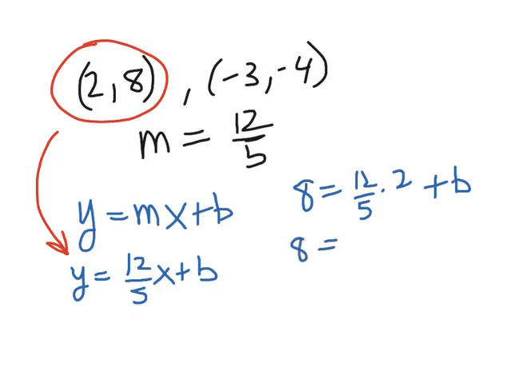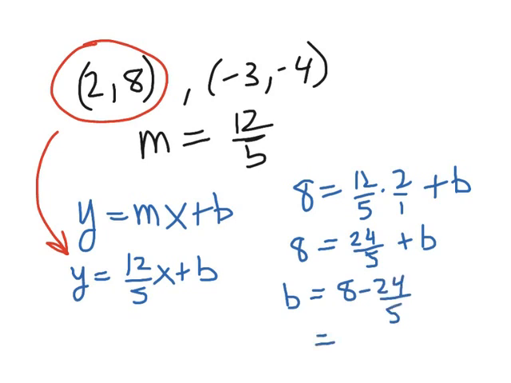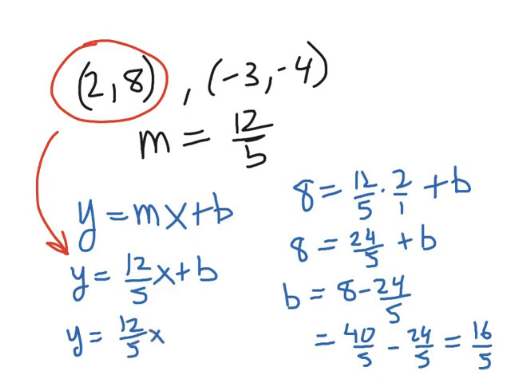So 8 equals, think of 2 as being 2 over 1, 24/5 plus b. So b is 8 minus 24/5. That's 8 times 5 is 40/5 minus 24/5. That's 16/5. So my final answer would be y equals 12/5 x plus 16/5.